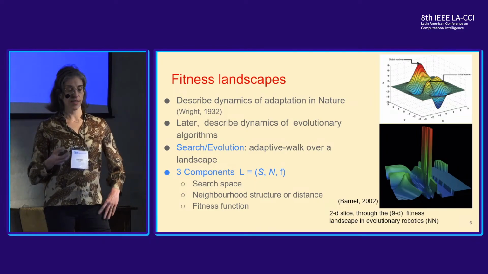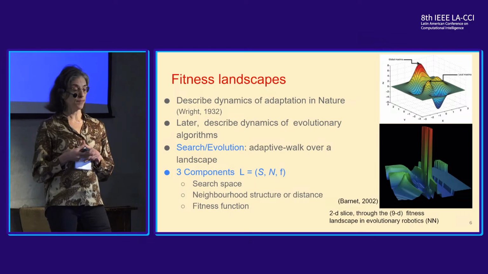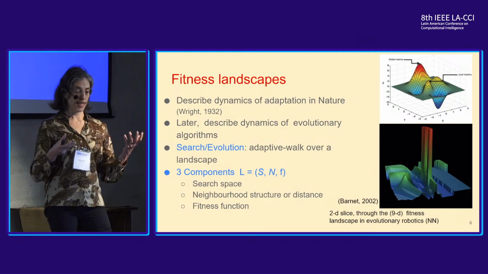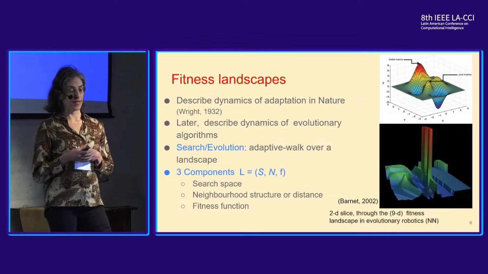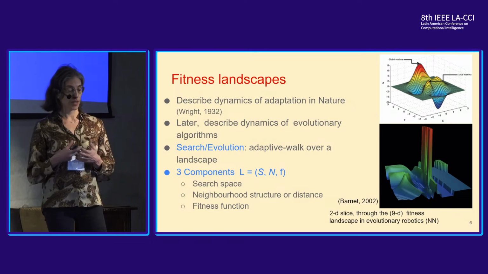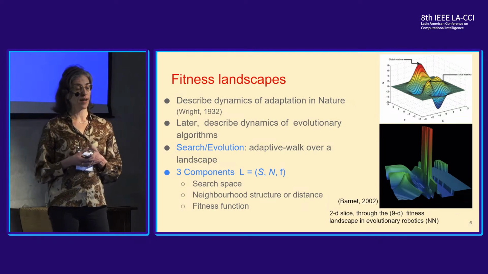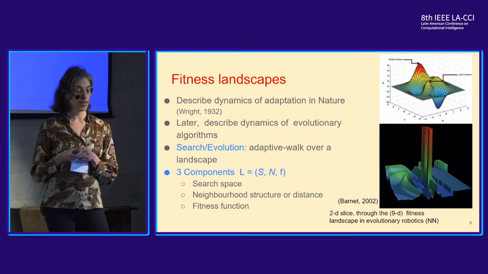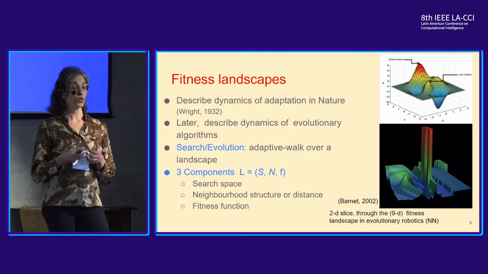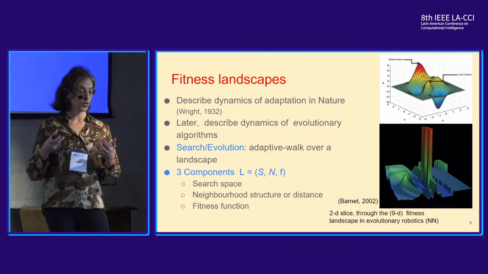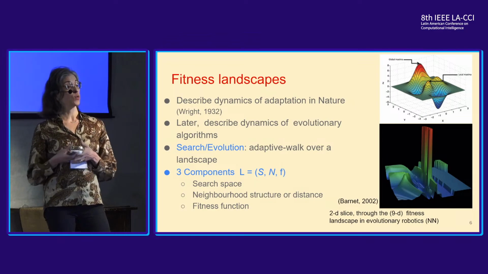A theoretical biologist proposed this idea, and later it has been used to describe the dynamics of genetic algorithms and other search heuristics. It's both a metaphor and a mathematical object. Mathematically, it's a triplet. We heard about the notion of search space in the tutorial this morning, and we have a notion of neighborhood, normally given by a search operator. It can also be a distance metric. And we have the notion of a fitness function.